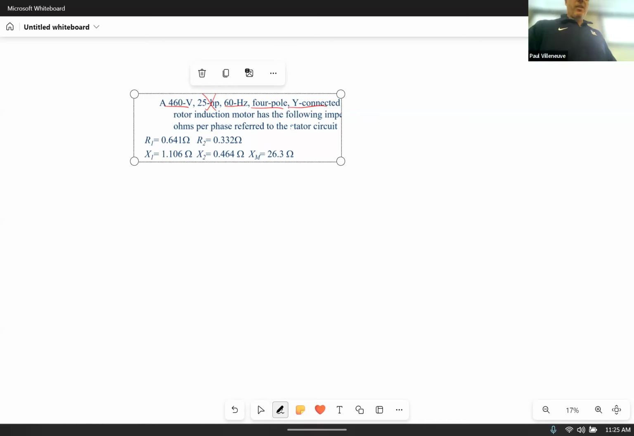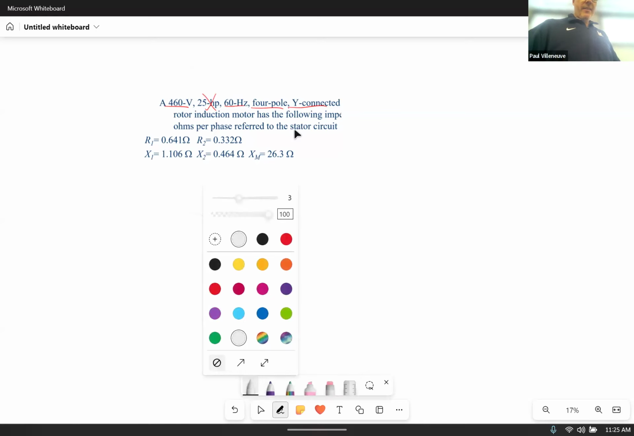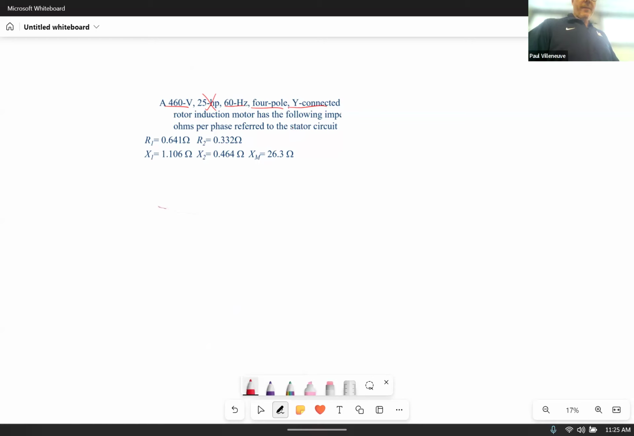So I'm going to actually start building my equivalent circuit. I've got a resistor. I've got an inductor. There's an inductor over here, and I'm not going to include a core resistor because I don't have any information on it. So this is 0.641. This is j1.106. This is j26.3. Now I'm on my rotor equivalent circuit.